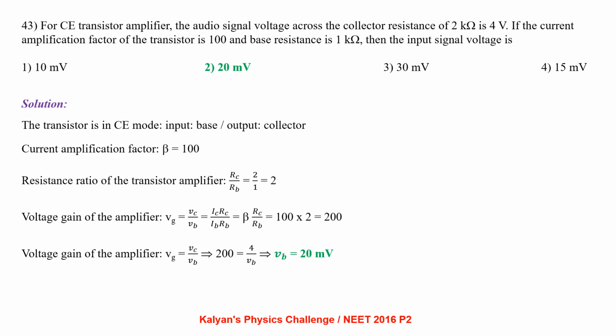Given current amplification factor beta equal to 100, the ratio of resistances in the output and input circuits is 2. Voltage gain of the amplifier Vg can be written as output voltage by input voltage, that is collector voltage by base voltage, which can be written in turn as the ratio of output to input currents times output to input resistances. So that is beta times Rc by Rb, that is equal to 200. Now Vg equal to output voltage by input voltage, that is 200 equal to 4 by Vb. From there Vb equal to 20 millivolt.